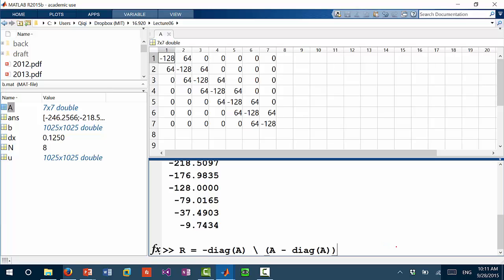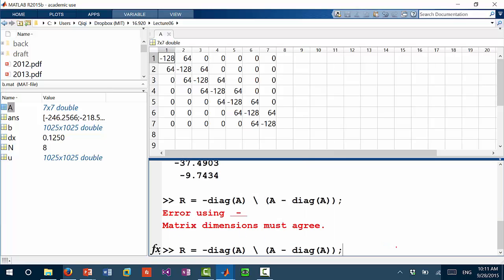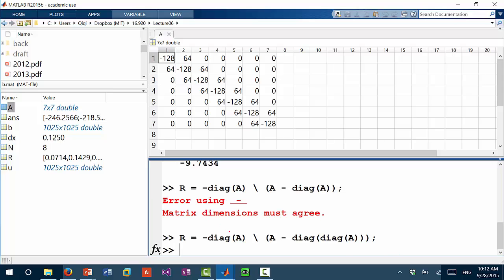Sorry, diag of diag. When you apply diag to a matrix and to a vector, it does different things. If you apply it to a matrix, it extracts the diagonal elements and puts them in a vector. But if you apply it to a vector, you make a diagonal matrix out of the vector. So diag of diag means just take the diagonals of matrix A and then make a diagonal matrix only out of the diagonal entries. All right, so that's my iteration matrix R.